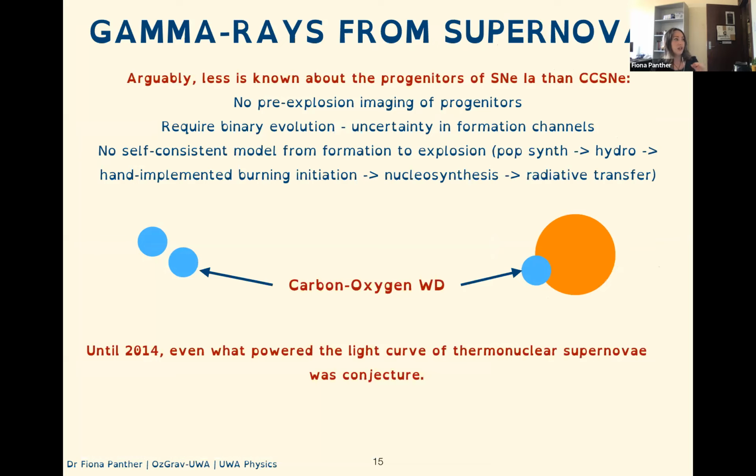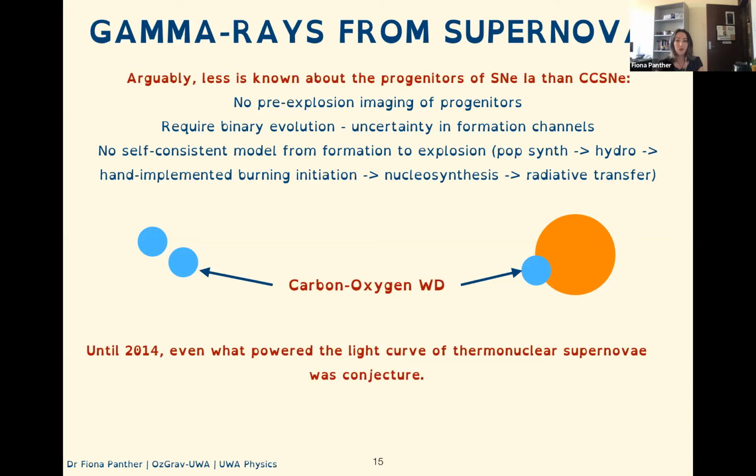So as I've said, there's possibly less known about the progenitors of type 1As than there is core collapse supernovae. We have no pre-explosion imaging of the progenitors of these things at this point. They require binary evolution, although so do core collapse supernovae, but there's a lot of uncertainty in the formation channels for these things. And there's also no self-consistent model from formation to explosion. So you have to go from population synthesis, you get your final configuration, you then do hydrosims of the pre and post explosion, you then have to hand implement where your burning initiates, you then have to take that to a nucleosynthesis network, then you have to post-process that to get your synthetic observables.